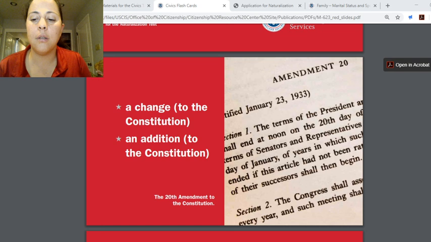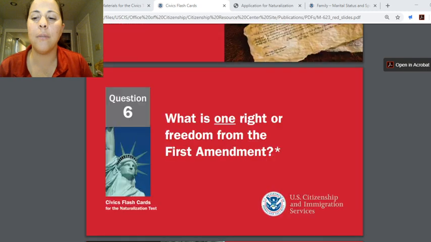Let's look at question number 6. What is one right or freedom from the First Amendment? Yes, freedom of speech. Look at all of these. Freedom of speech, freedom of religion, freedom of assembly. Assembly means freedom to get together in groups, okay?